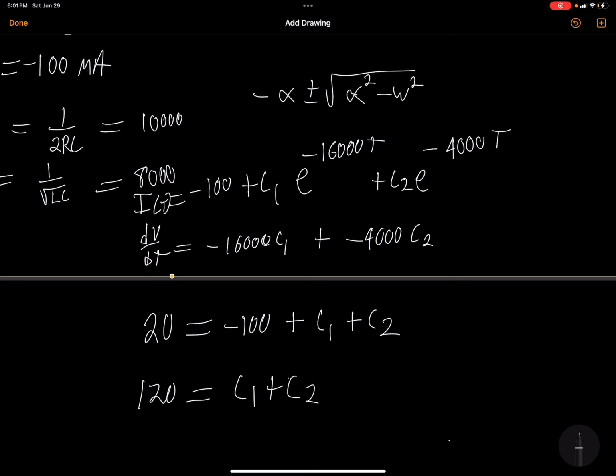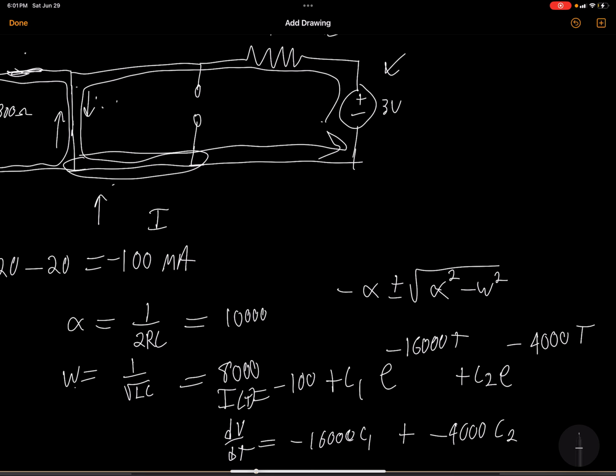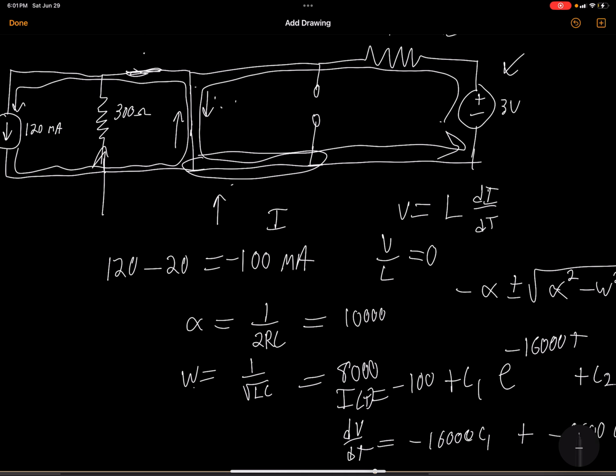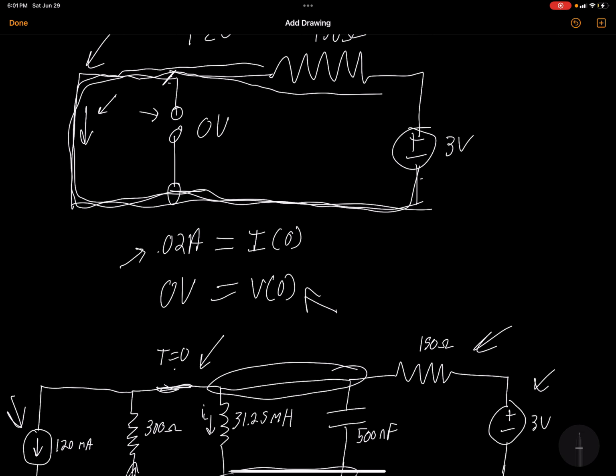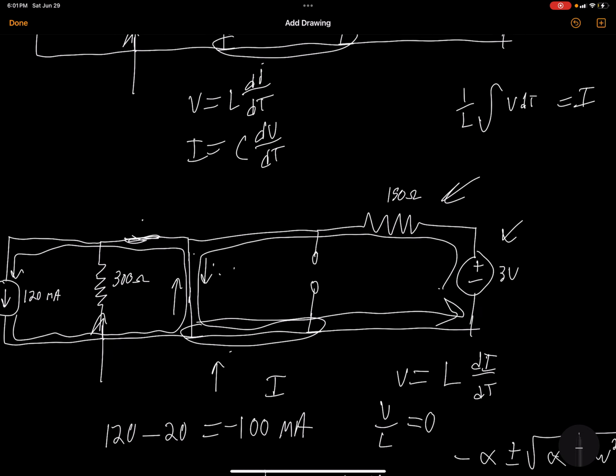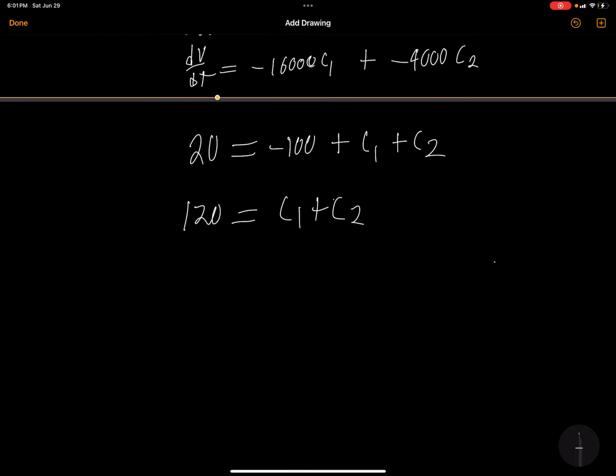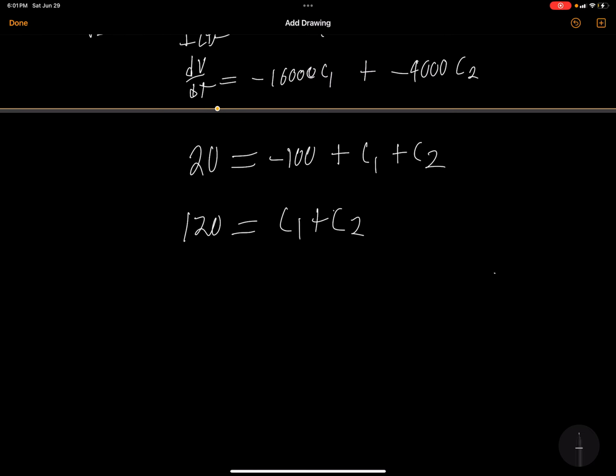Okay. What is dI dt? Well, let's look at this formula. Voltage is equal to inductance times di dt. Divide L over. Voltage divided by L is 0, because voltage starts off at 0. So, since that's the case, we know 0 is equal to negative 16,000 C1 plus negative 4,000 C2.